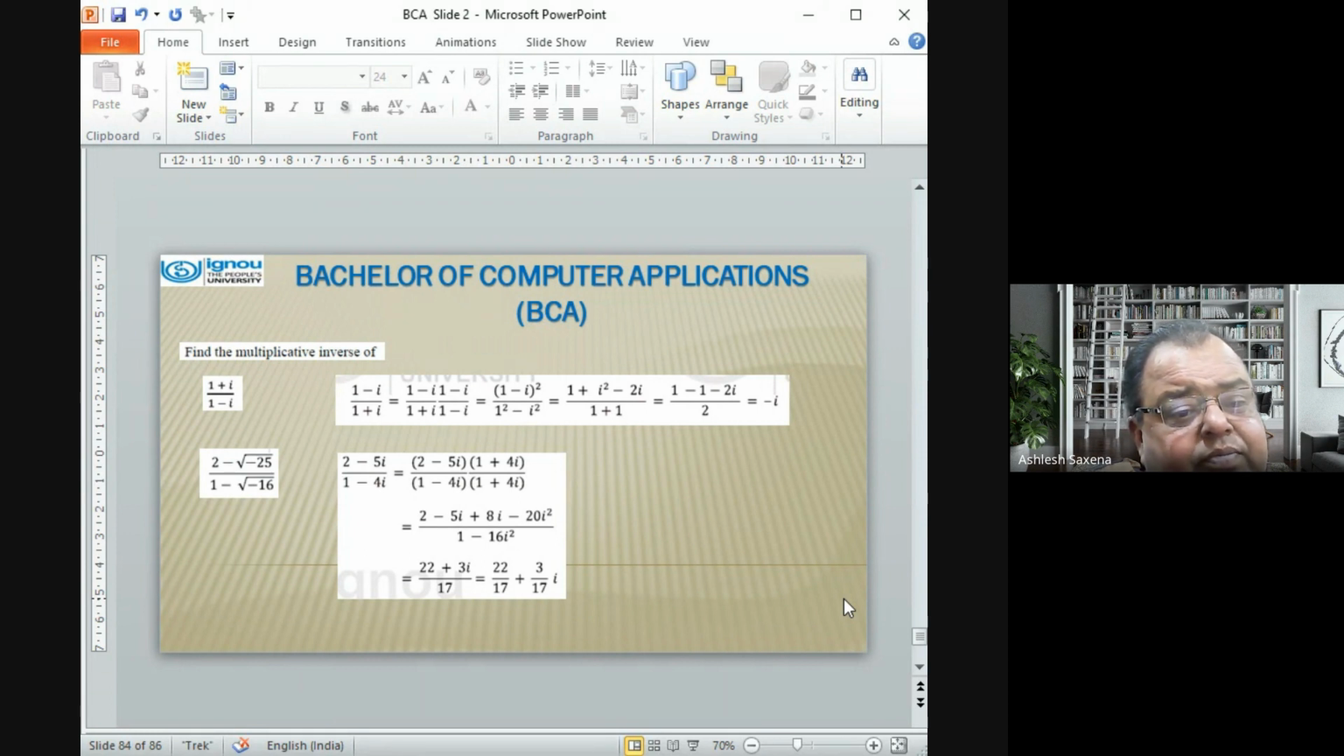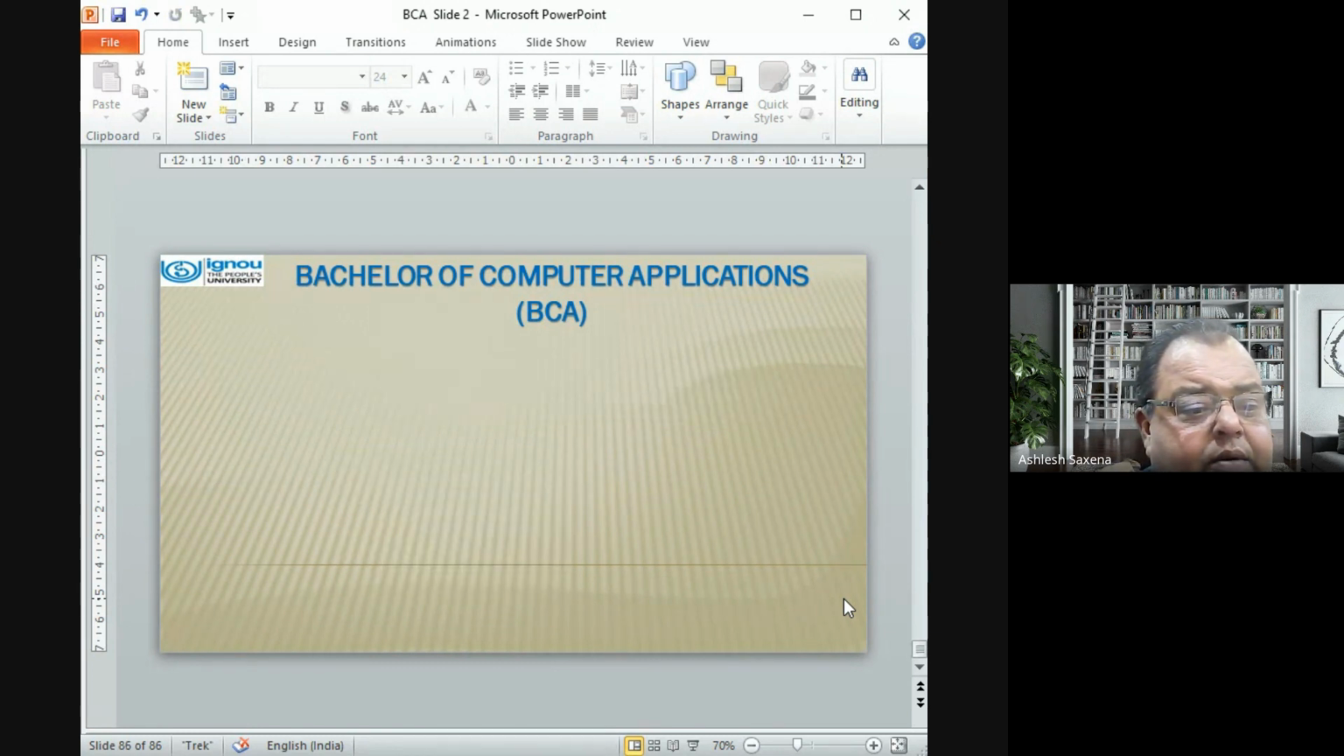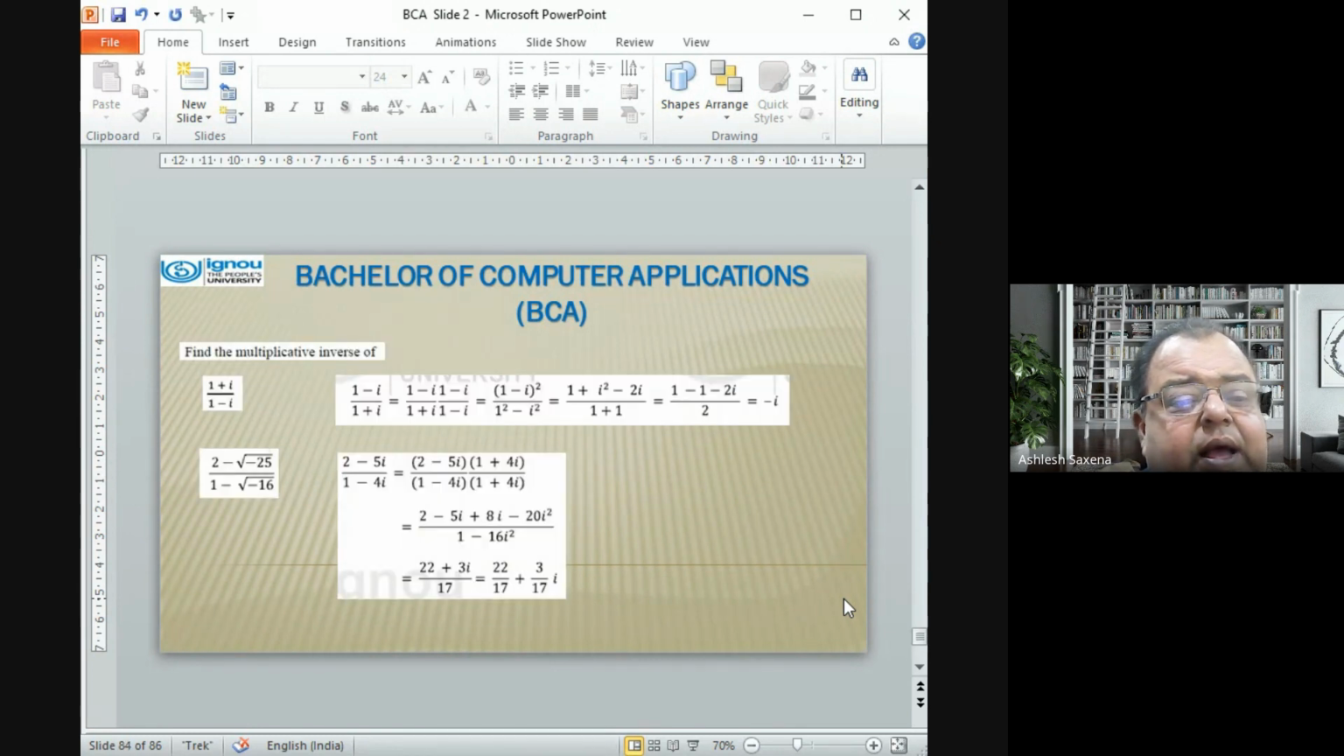Okay. You have seen how the denominator is rationalized. Okay. I hope this is what we have in complex number.